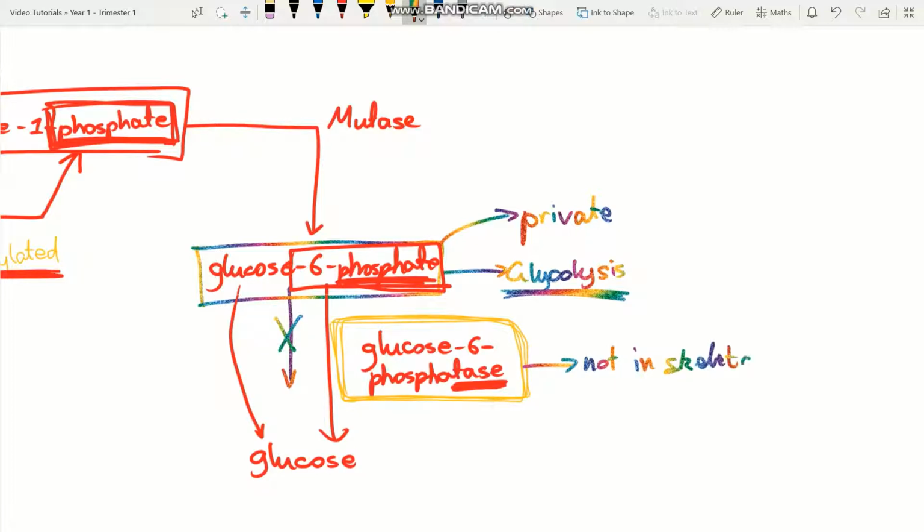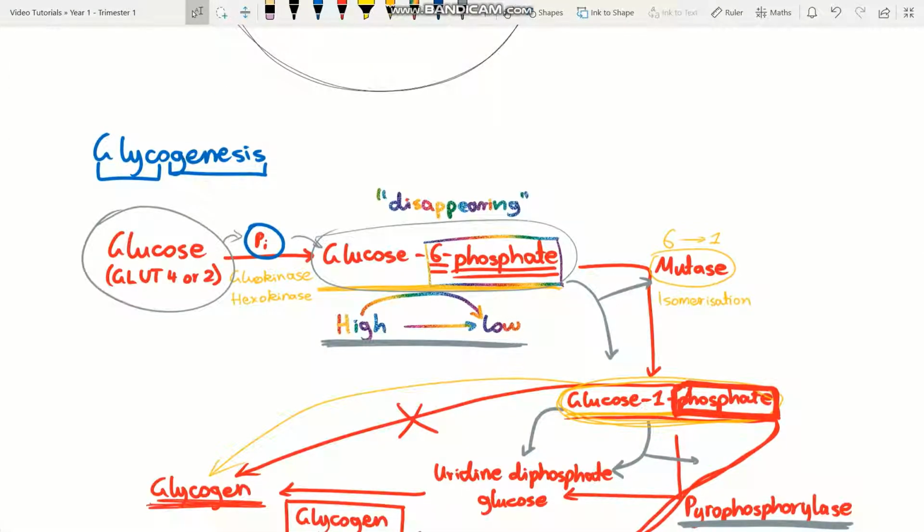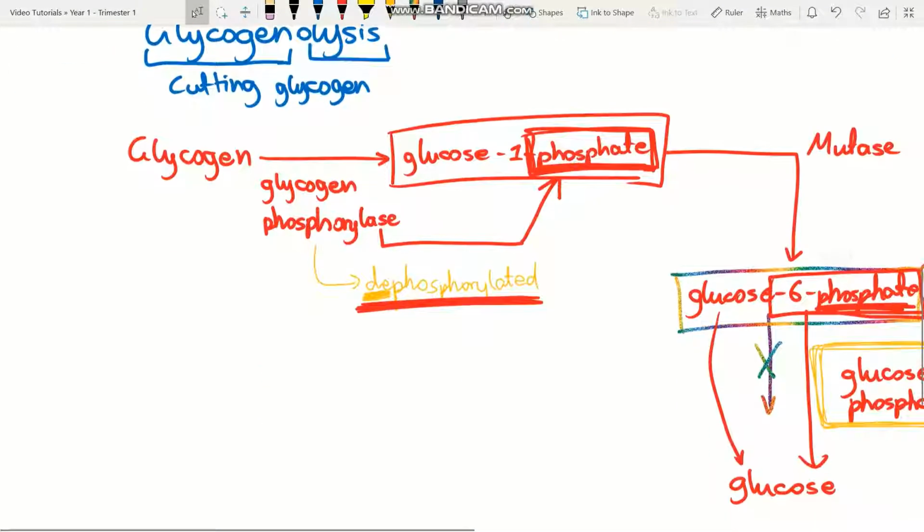So in a nutshell, these are the processes of glycogenesis and glycogenolysis. Glycogenesis occurs in the fed state, and glycogenolysis occurs in the fasted state.